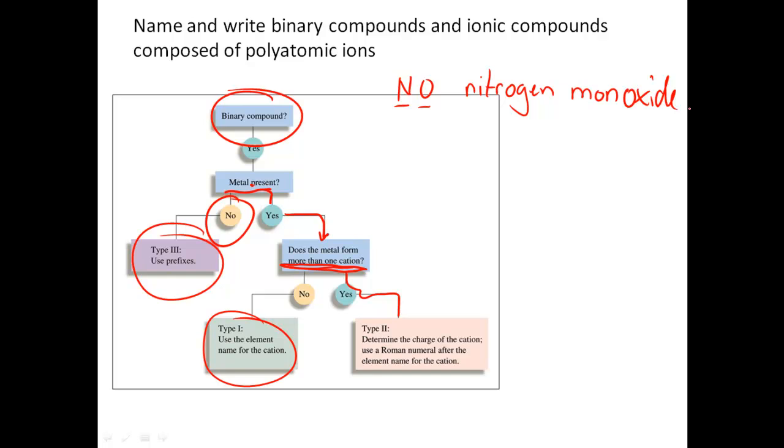Nitrogen monoxide. We always use the prefix for the second element. For the first element, if there's only one nitrogen, or one of whatever the first element is, we leave off the prefix. If we had N2O, then we would begin to use the prefixes. Di, meaning two, nitrogen monoxide.